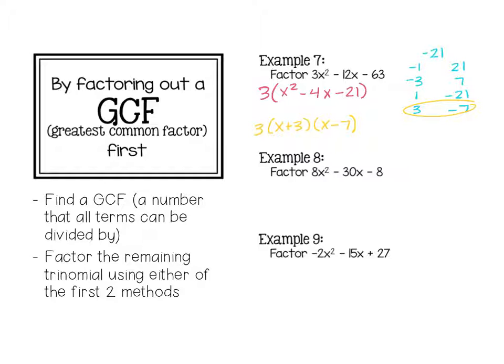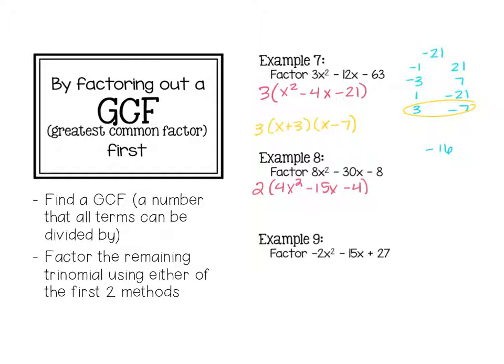In example 8, I know that out of all of those, I can pull out a 2, and I'm going to have 4x squared minus 15x minus 4. Now I can look at C, which is negative 4. So this looks unfactorable, but then I have to remember that my A is greater than 1. So I'm going to have to multiply A and C. So when I multiply 4 by negative 4, I get negative 16.